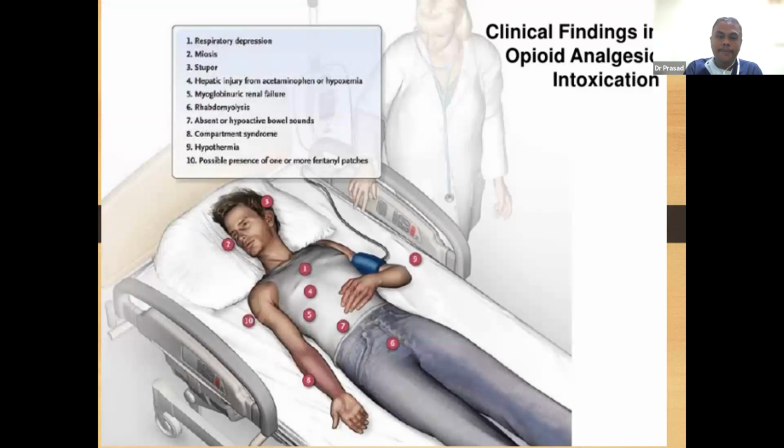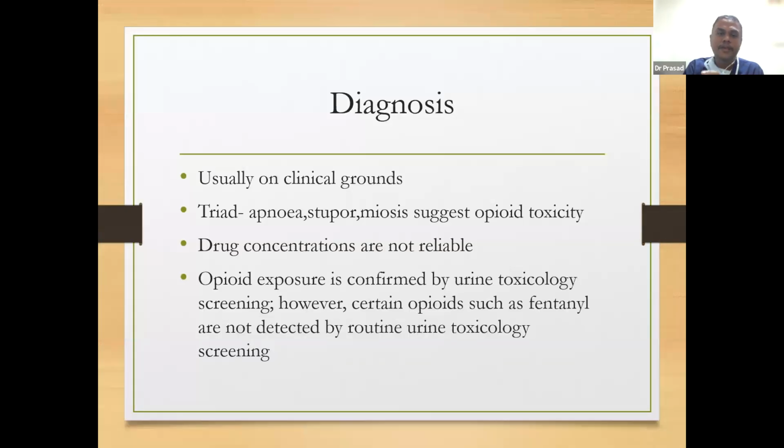So just a small picture of the clinical findings. Whatever I have told you, respiratory depression, meiosis, stupor. However, only apnea, stupor, and meiosis are the classic triad which, with appropriate history, strongly indicate the diagnosis, such as whether the patient is using fentanyl patches or was prescribed any opioid analgesics for pain management. Along with this clinical triad, that will give you the diagnosis most of the time.